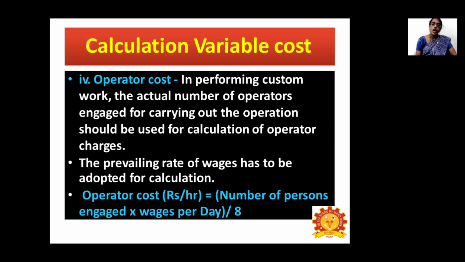And the operator cost. In order to perform this work, the actual number of operators engaged to carry out any operation is needed for the calculation of operating cost, and the prevailing rate of wages can be adopted for the calculation. The operator cost, in rupees per hour, is equal to the number of persons engaged into wages per day divided by 8.